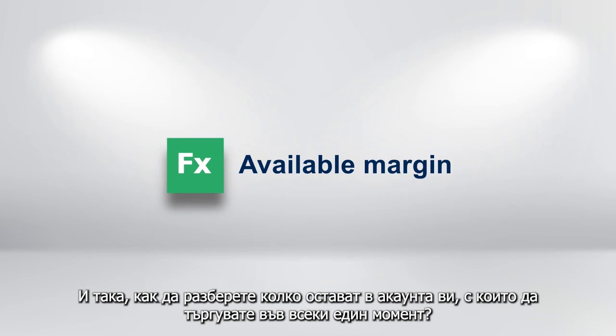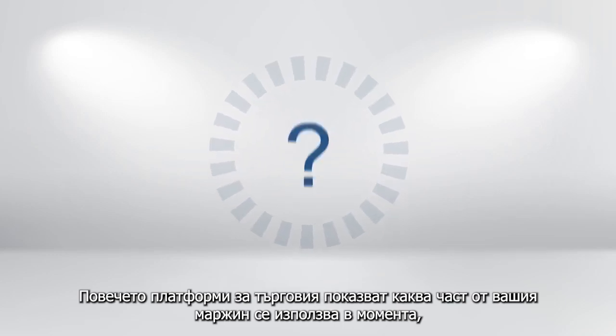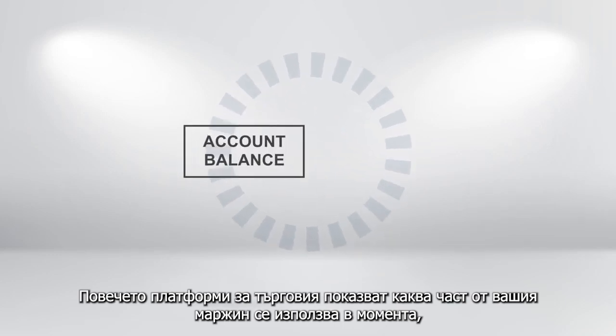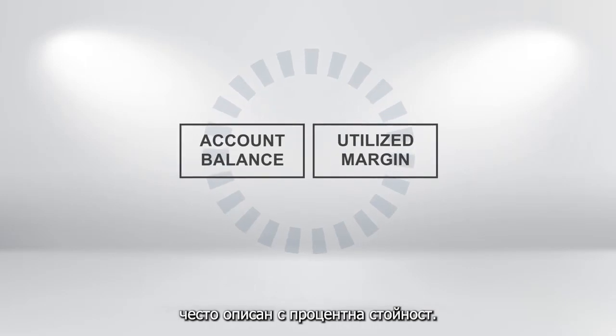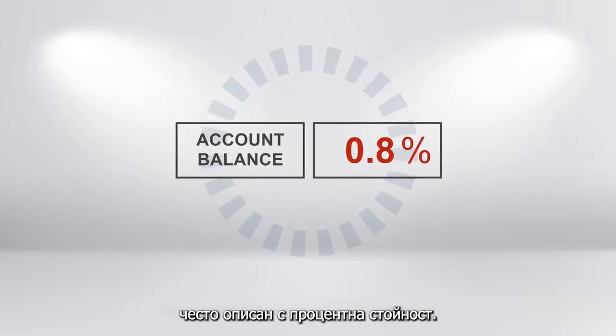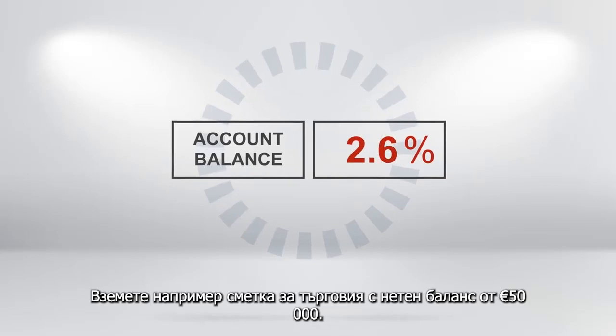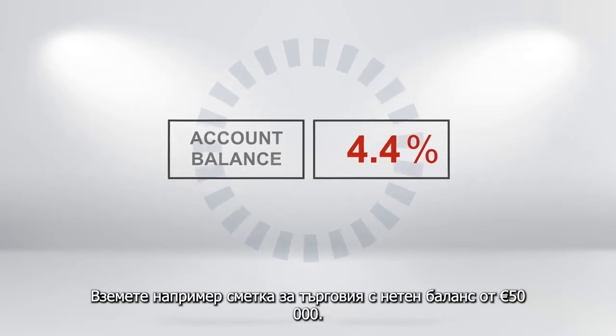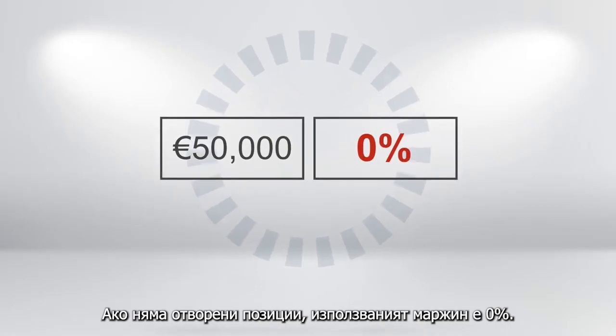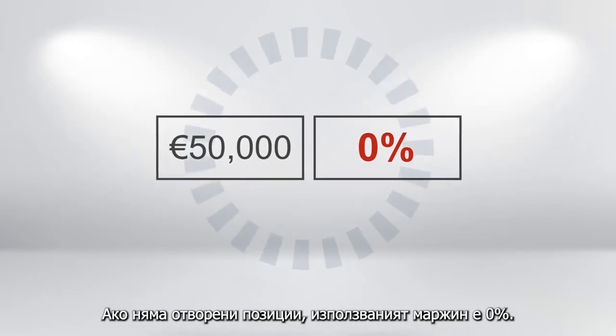So how do you know how much you have left in your account to trade with at any one time? Well, most trading platforms show how much of your margin is currently being utilised, often described by a percentage value. Take, for example, a trading account with a net balance of €50,000. If no trades are opened, the margin being used is 0%.